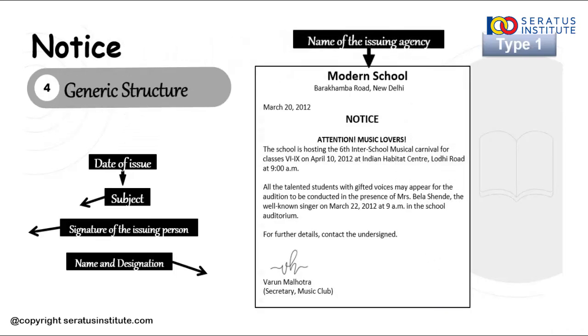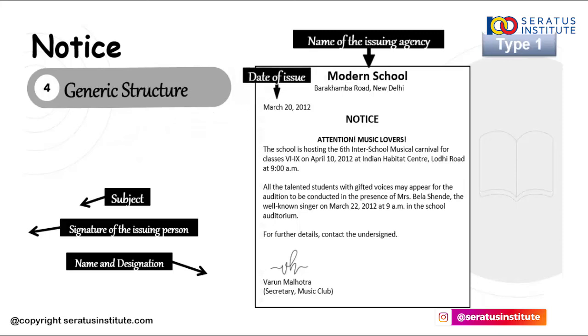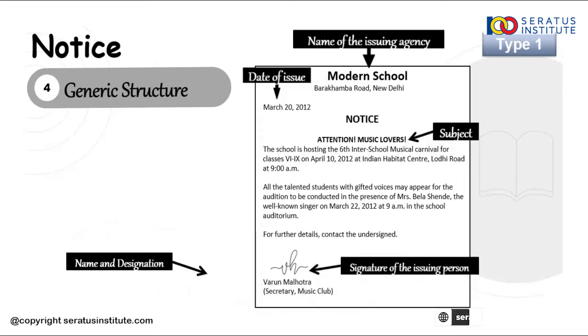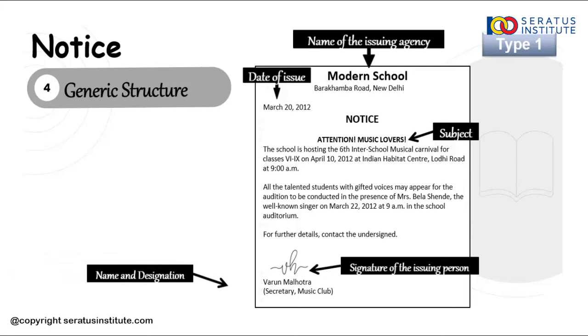So Modern School is the name of the issuing agency. Next, date of issue, subject, signature of the issuing person. The last is name and destination.